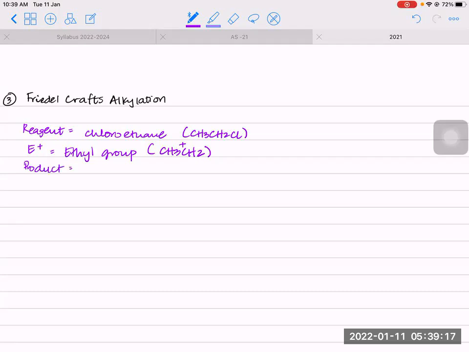Now, what will be your product? Your product will be ethylbenzene because we are attaching the ethyl group. What will be your observation? The observation would be steamy fumes of HCl. So steamy fumes of HCl. And we use a catalyst. Which catalyst is used? AlCl3 catalyst.